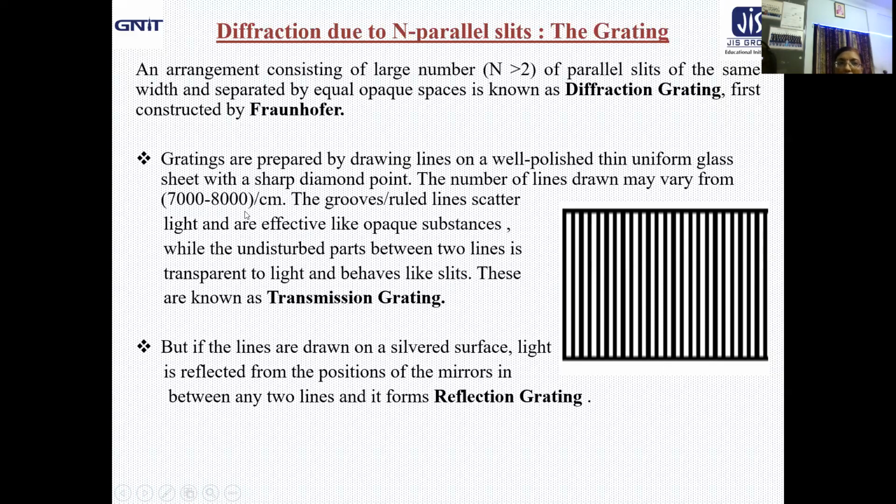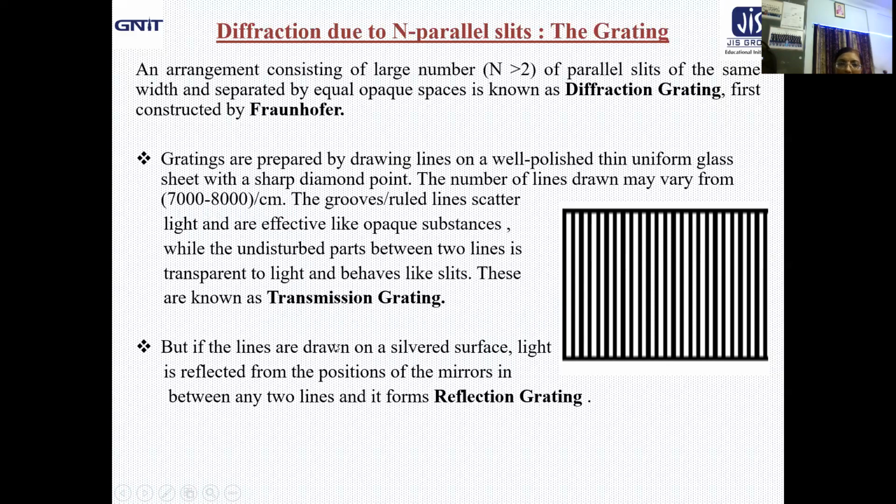Now the number of lines drawn per centimeter for good quality grating is 7,000 to 8,000. It can be even more. In general, it will vary. For the lab, the number of lines per centimeter in the given grating is around 1,000 per centimeter. But for good quality grating, it should be more, and 7,000 to 8,000 per centimeter is for a very good quality grating. And this type of grating is termed as transmission grating, because light is transmitted through the glass between the two lines.